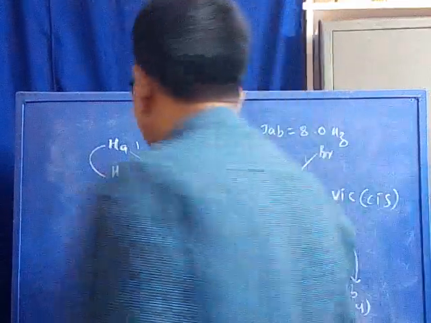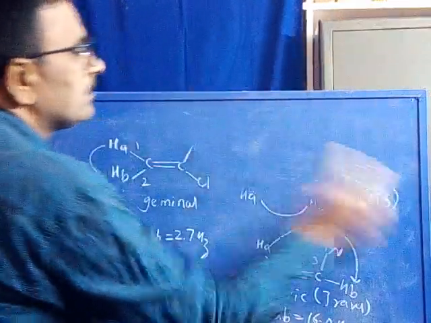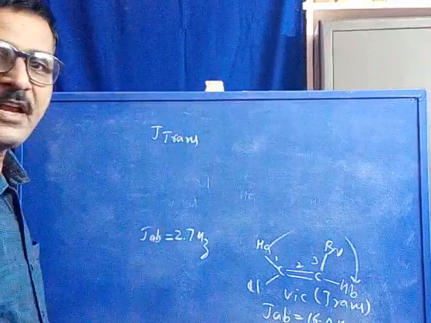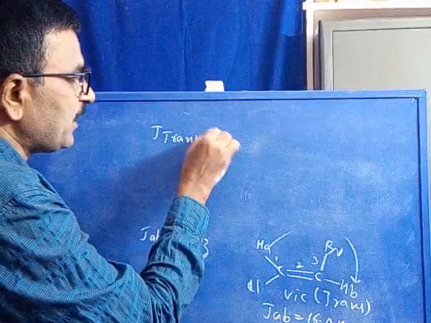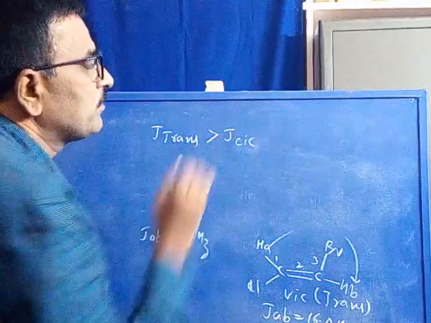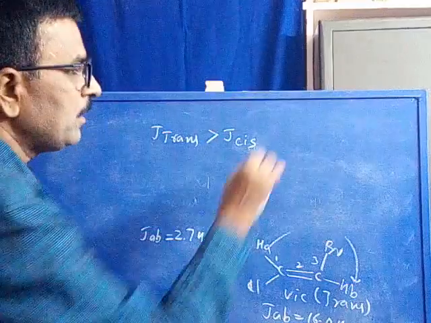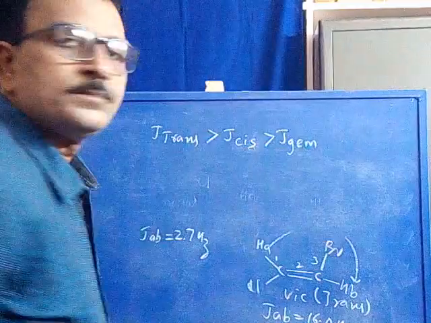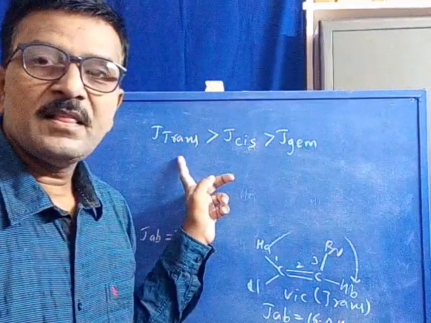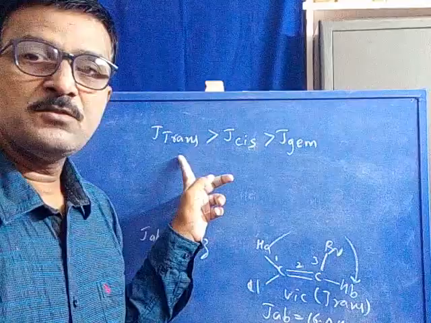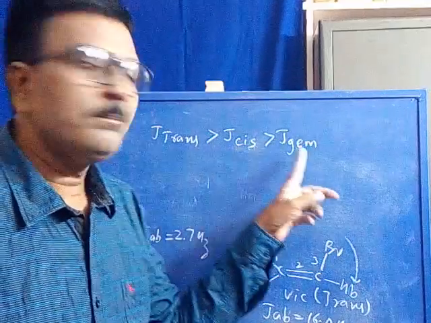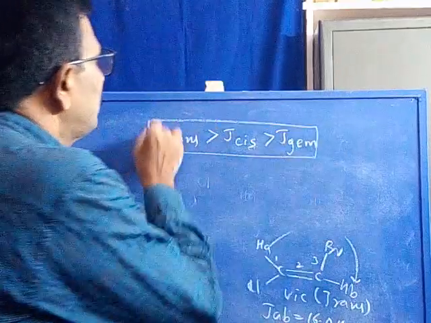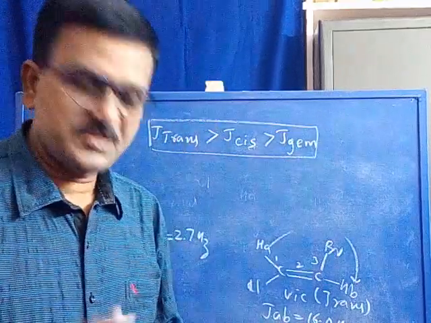We can conclude it as J trans, the J value in the trans isomer is always greater than the J value in the cis isomer. The J value in the cis isomer is always greater than the J value geminal. J trans is greater than J cis, the coupling constant of trans is more when compared with the cis, when compared with the geminal. So this is the coupling constant.